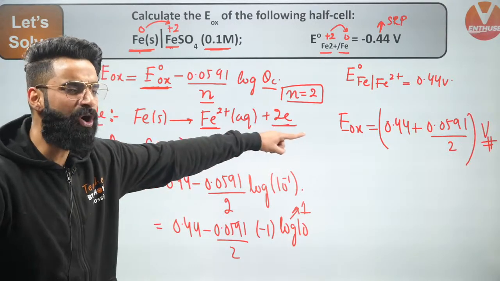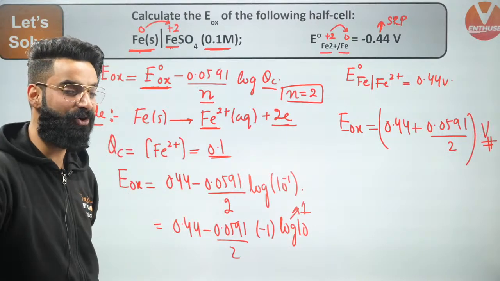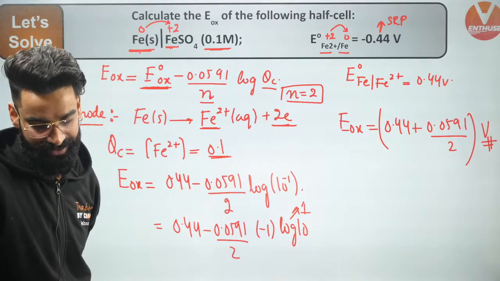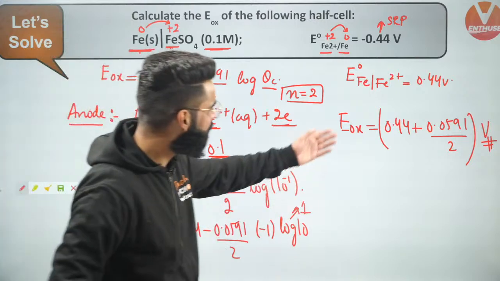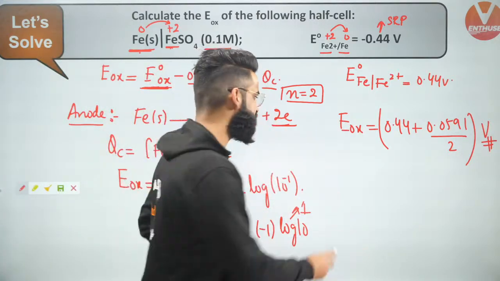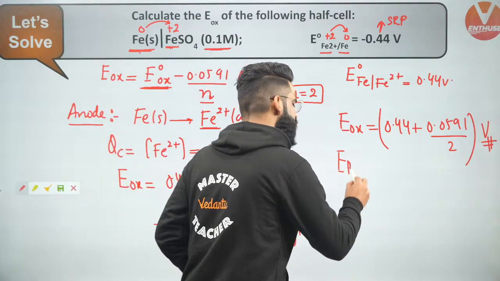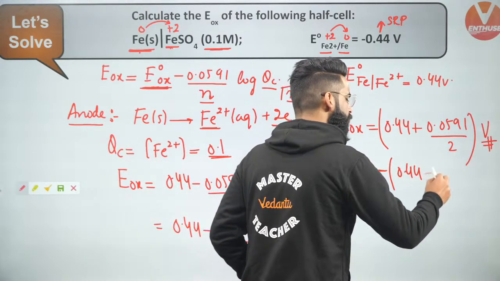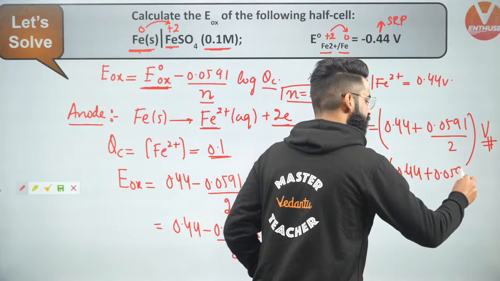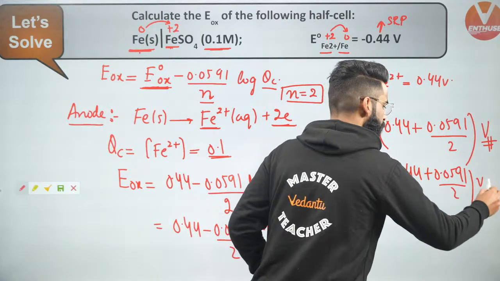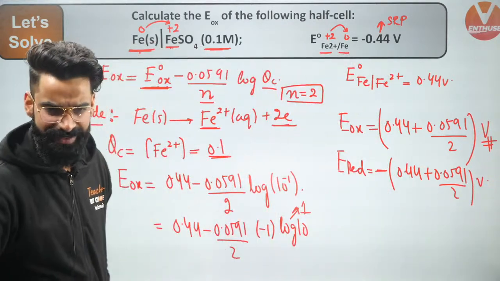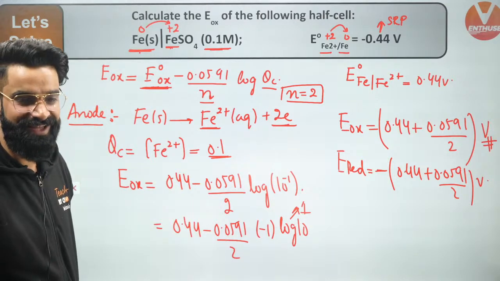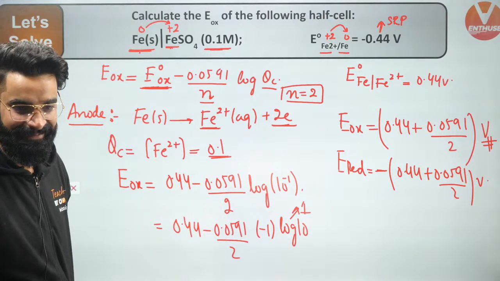People, if this is the oxidation potential of the iron electrode, and I want you to calculate its reduction potential, can we do that? I just have to reverse the sign of it. I'll say reduction potential of the same iron electrode is going to be minus 0.44 plus 0.0591 divided by 2 volts. The question is done and dusted, right?